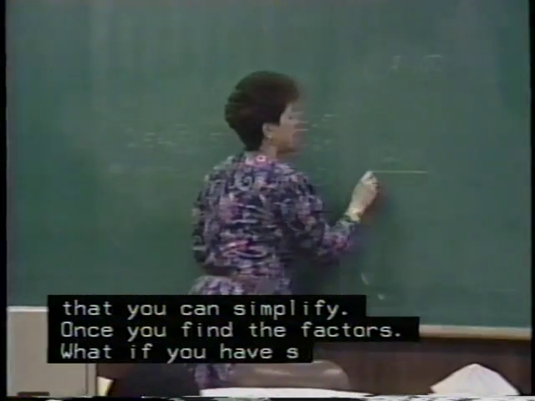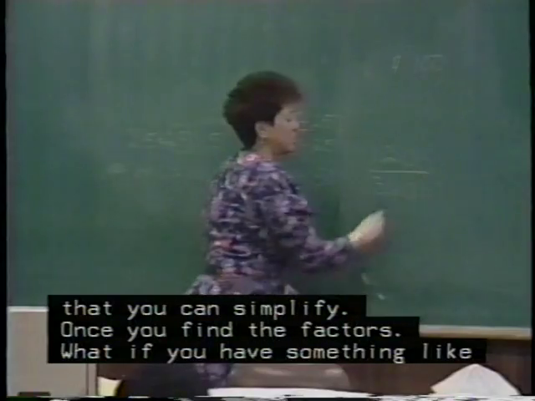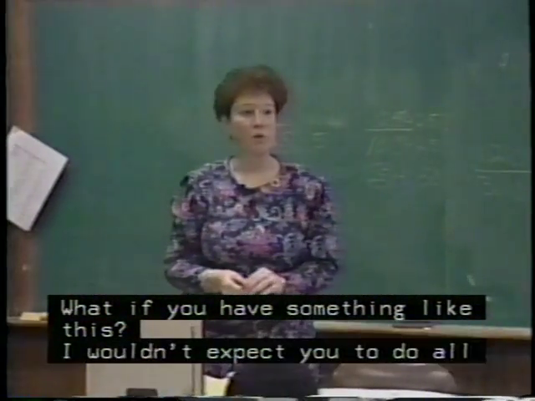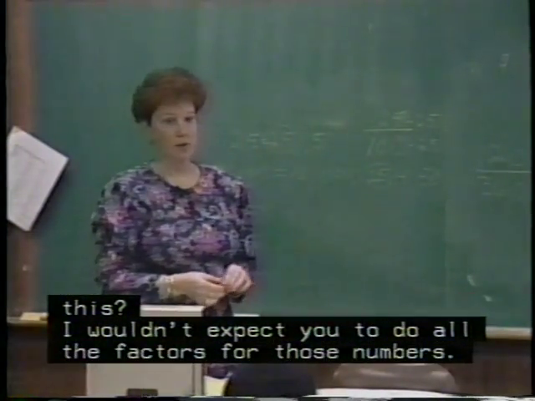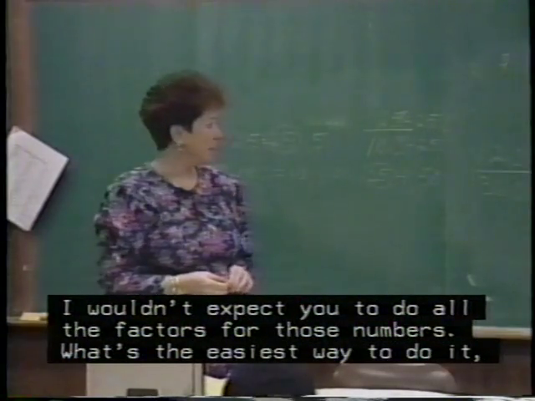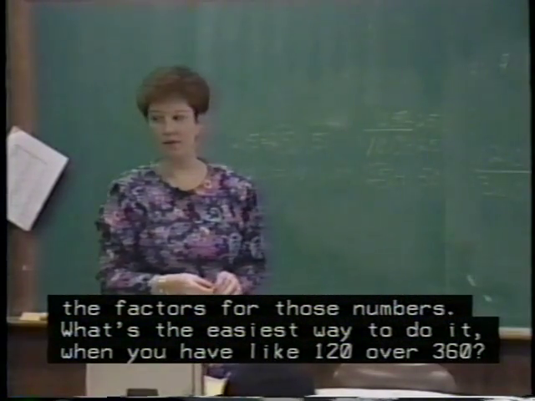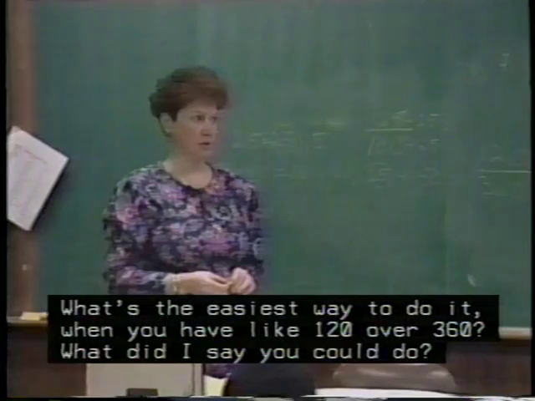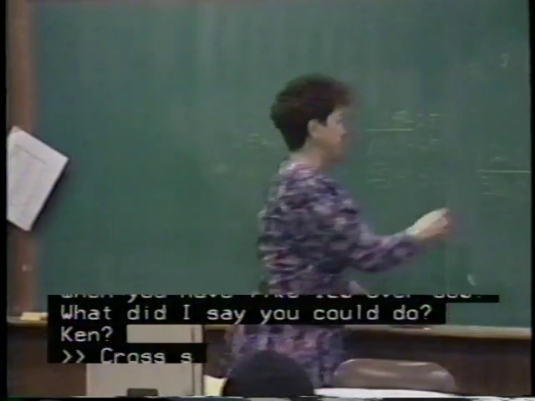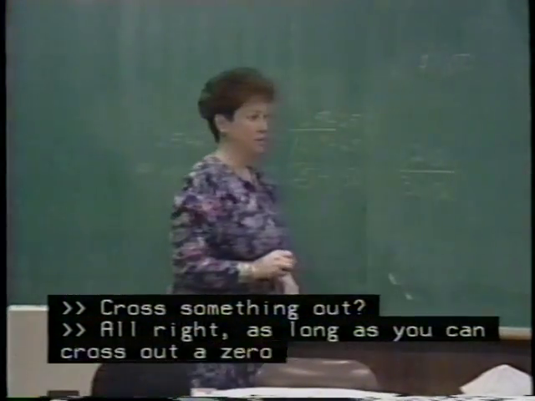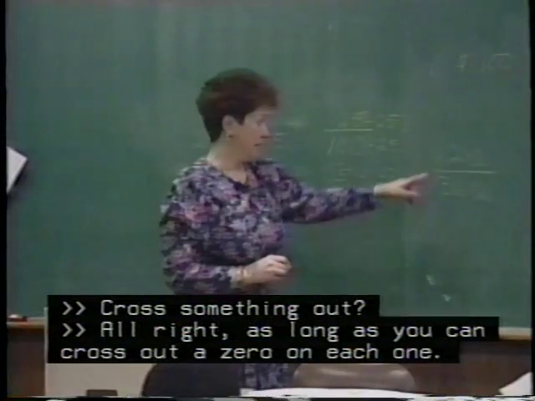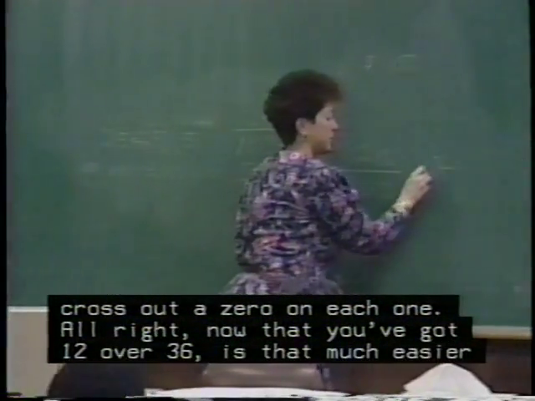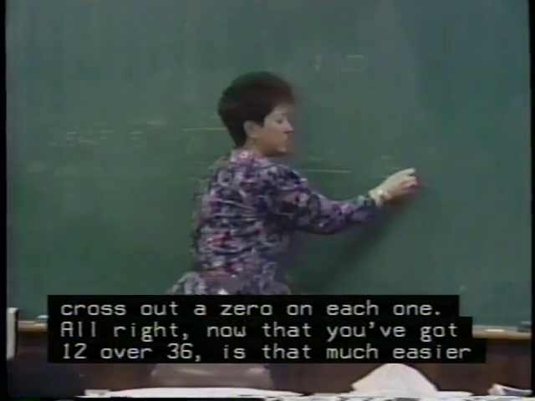What if you have something like this? I wouldn't expect you to do all the factors for those numbers. What's the easiest way to do it when you have something like 120 over 360? What did I say you could do? Ken? All right, as long as you can cross out a 0 on each one. Now you've got 12 over 36. Is that much easier to simplify?